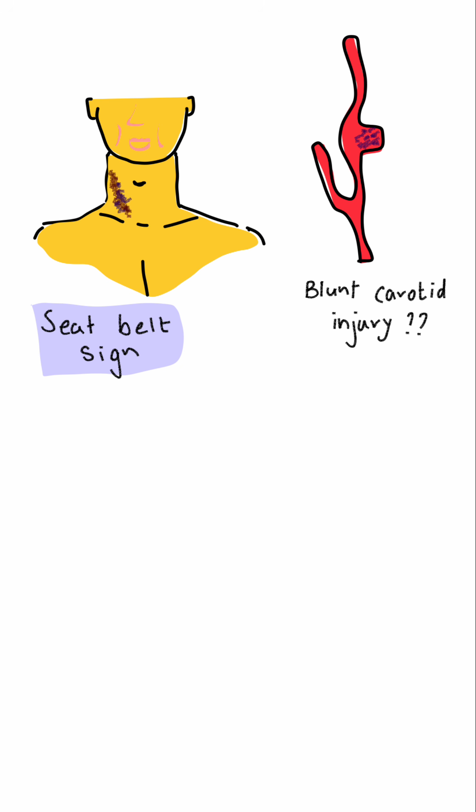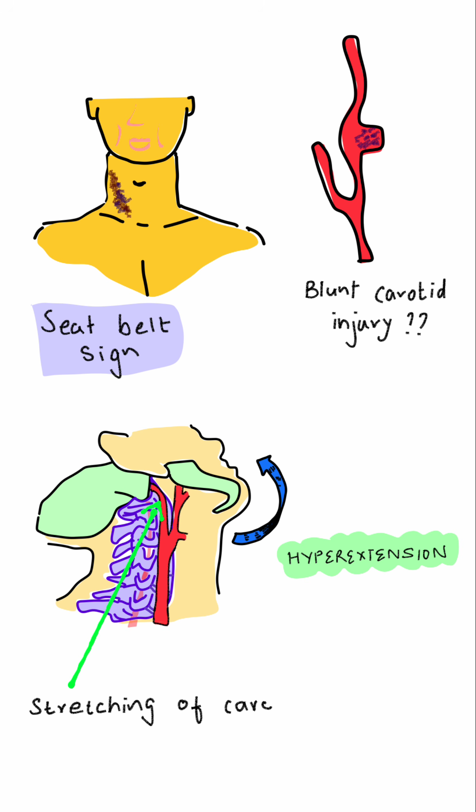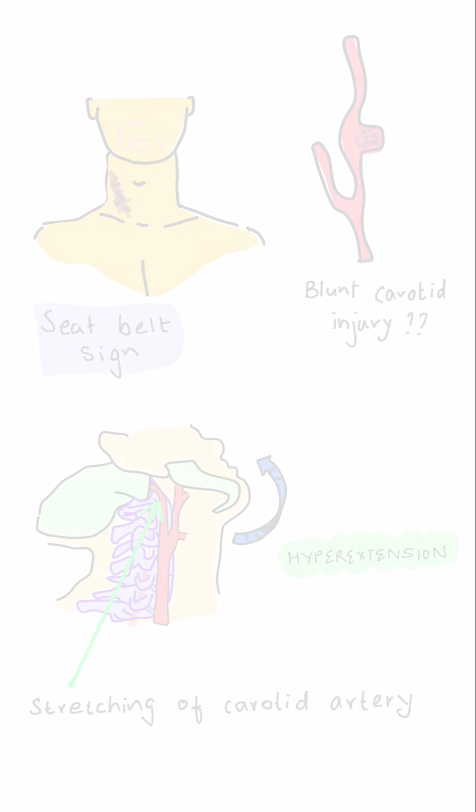carotid injury. Blunt carotid injury occurs because of hyperextension or rotation of the neck over the cervical vertebra, especially segments C1 to C3 of the cervical spine. Because of hyperextension, stretching of the carotid artery occurs over the cervical vertebra.